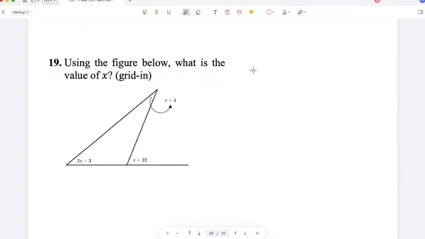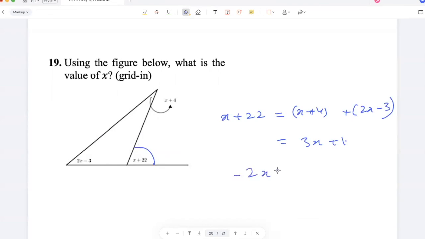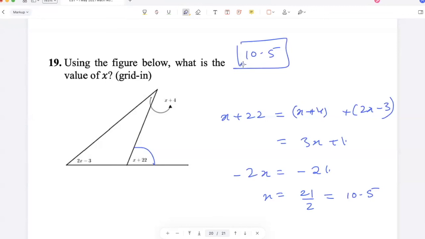Using the figure below, what is the value of x? Okay, so this is the exterior angle. So it has to be the sum of the interior opposite angles. So x plus 22 should be x plus 4 plus 2x minus 3, right? So that is 3x plus 1. So x minus 3x is minus 2x. 1 minus 22 is minus 21. So x is 21 by 2, which is 10.5. So 10.5. Right? 3x plus 1. So minus 2x is, yeah.